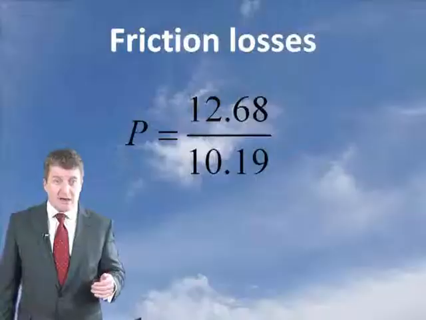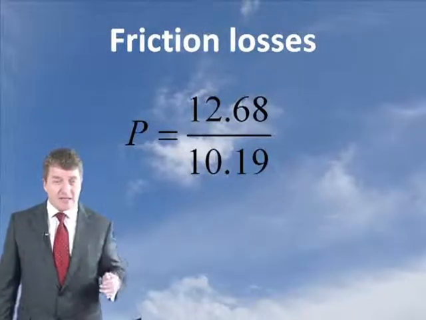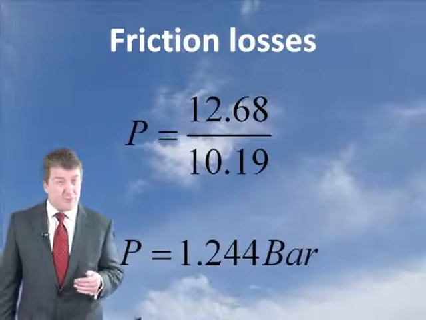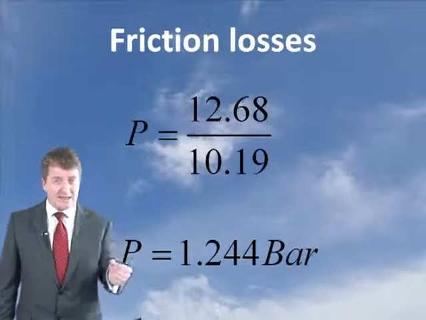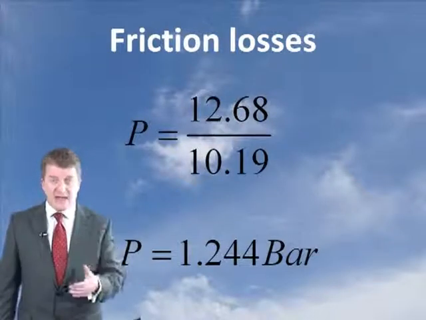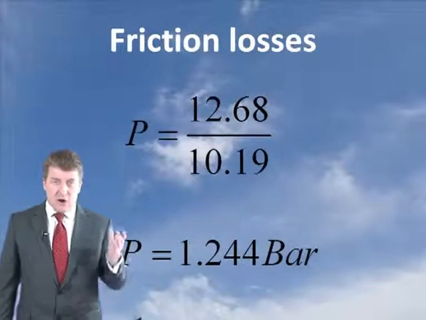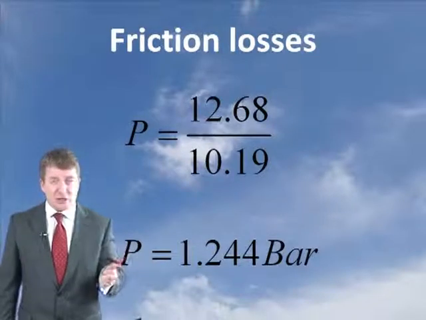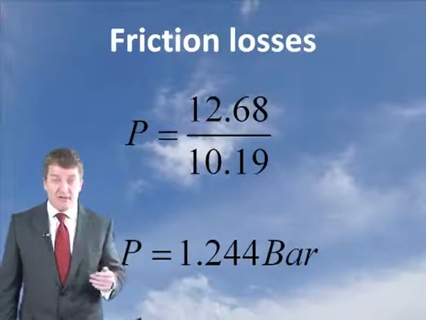So, if you convert this now, you can convert this back to pressure by using this formula here, P equals 12.68 divided by 10.19, you're looking at approximately 1.244 bar. So by connecting a 45mm hose to a 70mm hose has created extra frictional loss of 1.244 bar. Major pressure loss, and clearly this should be avoided on the fireground.